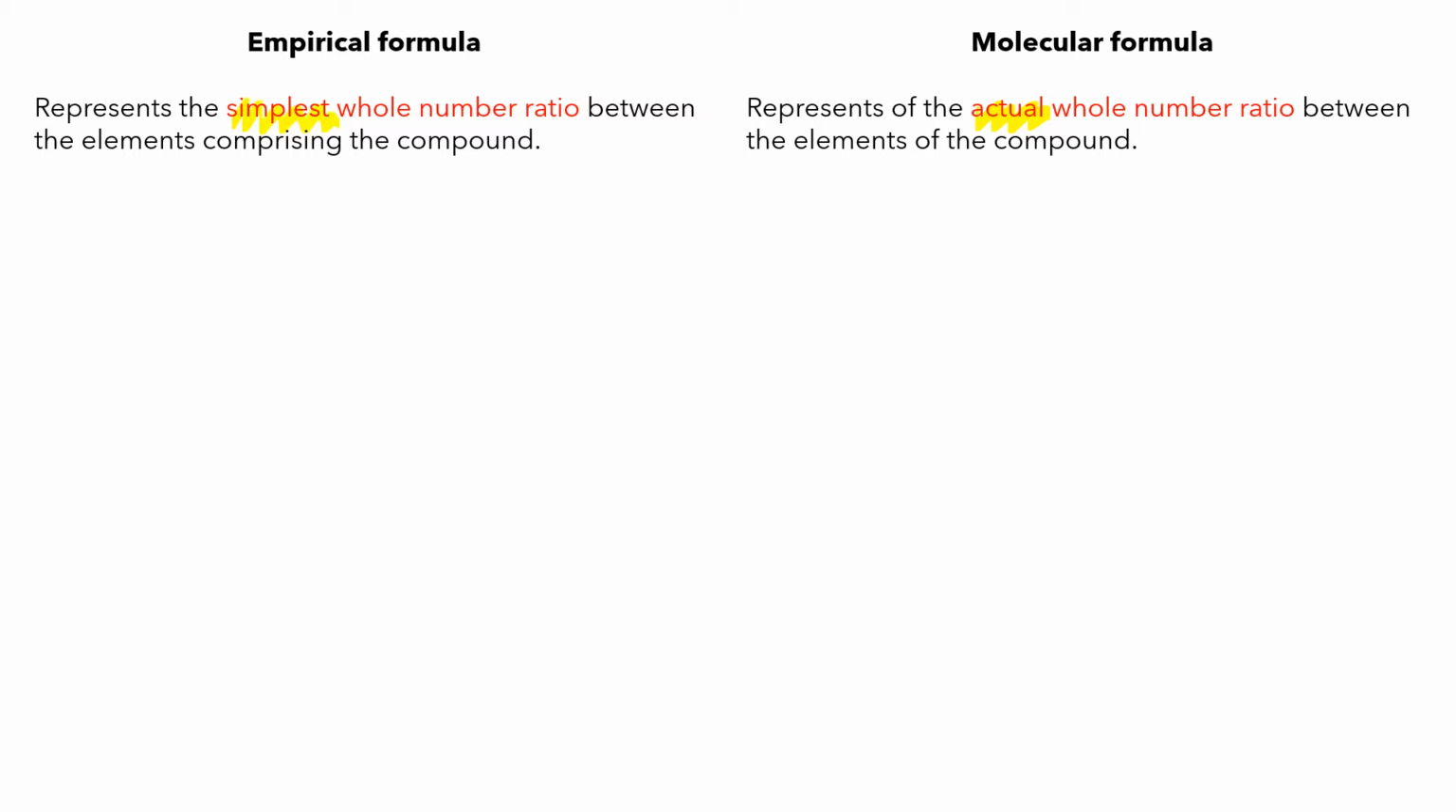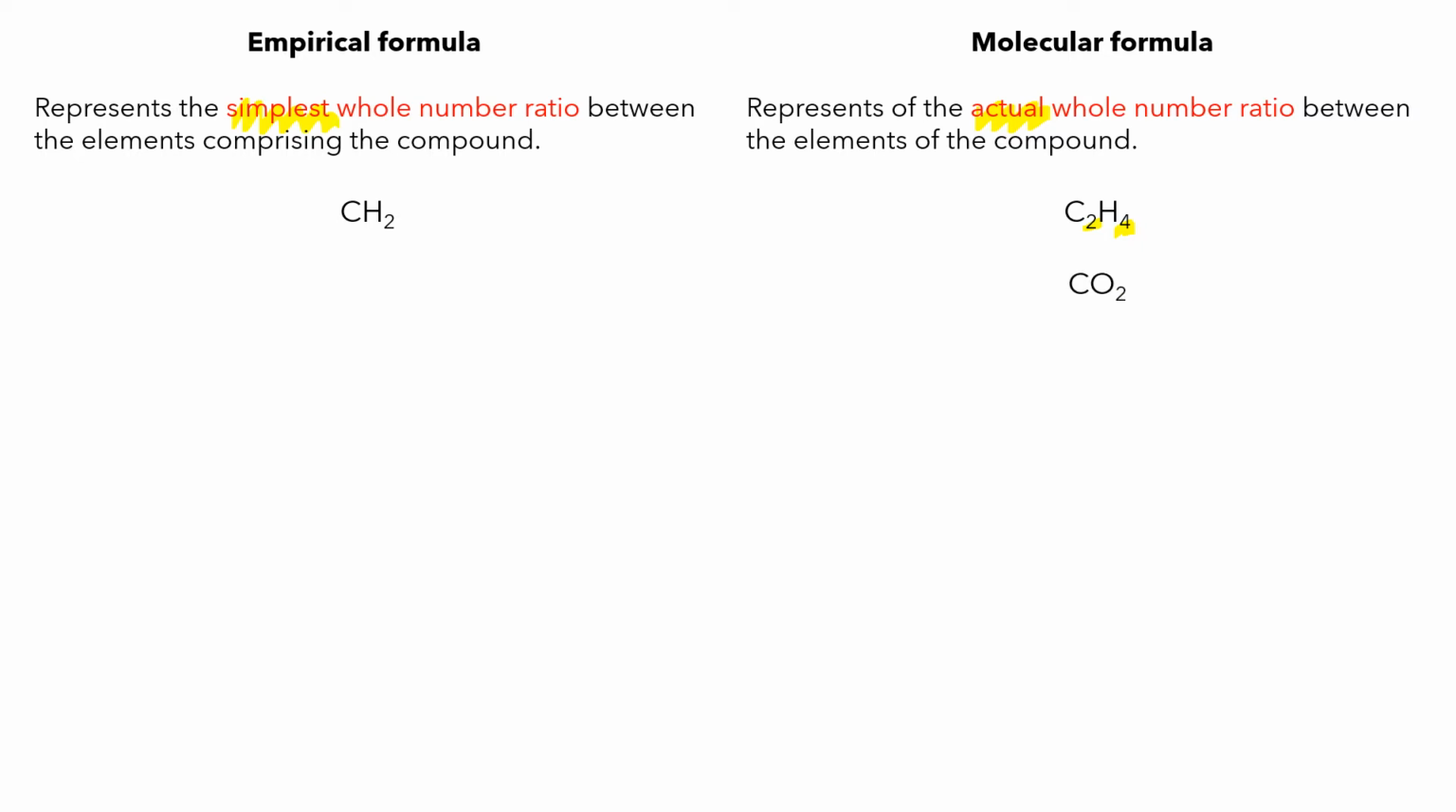So let's check an example. We have here C2H4. This is a molecular formula. Do you think what's the ratio between the elements making this compound? It is 2 to 4. Can we simplify it? Yes, we can simplify it. So it will become CH2.